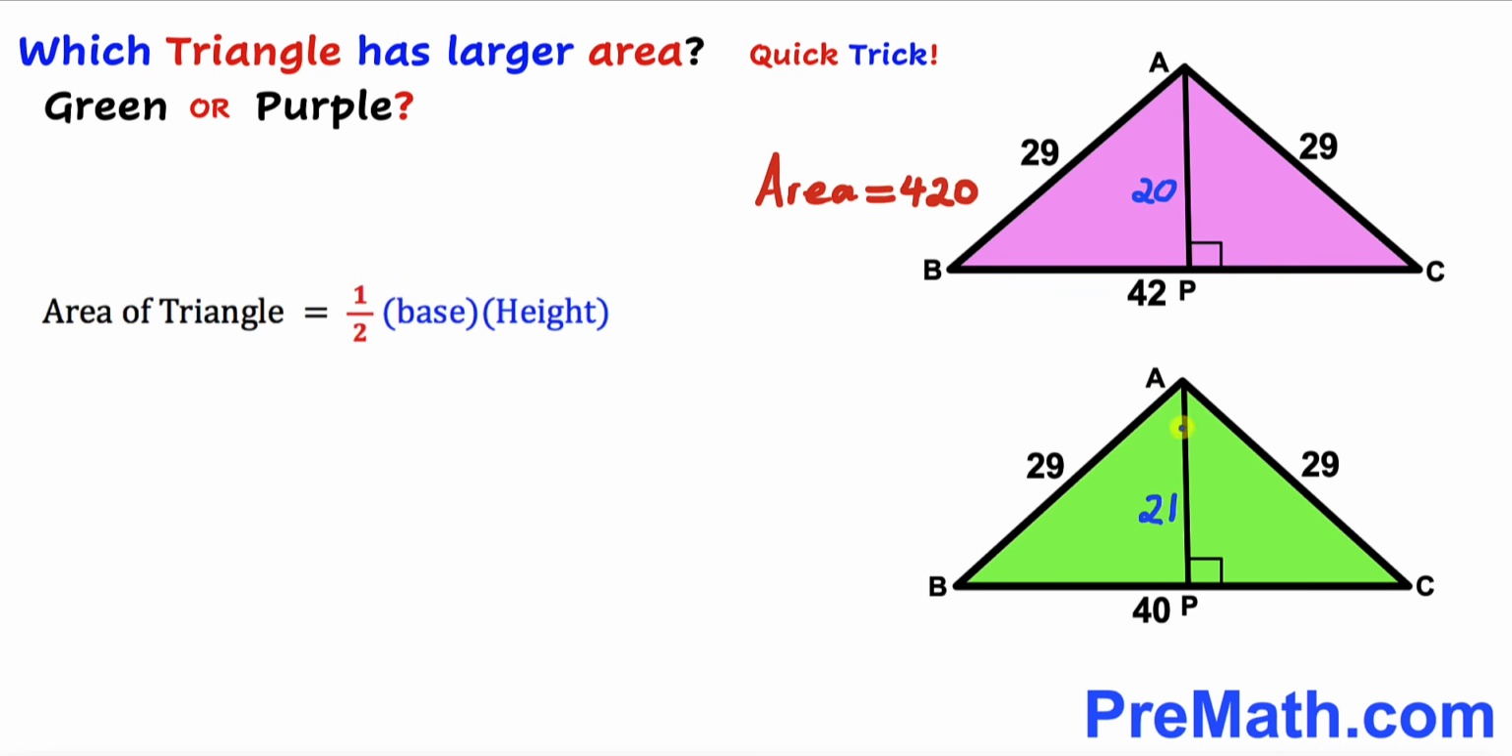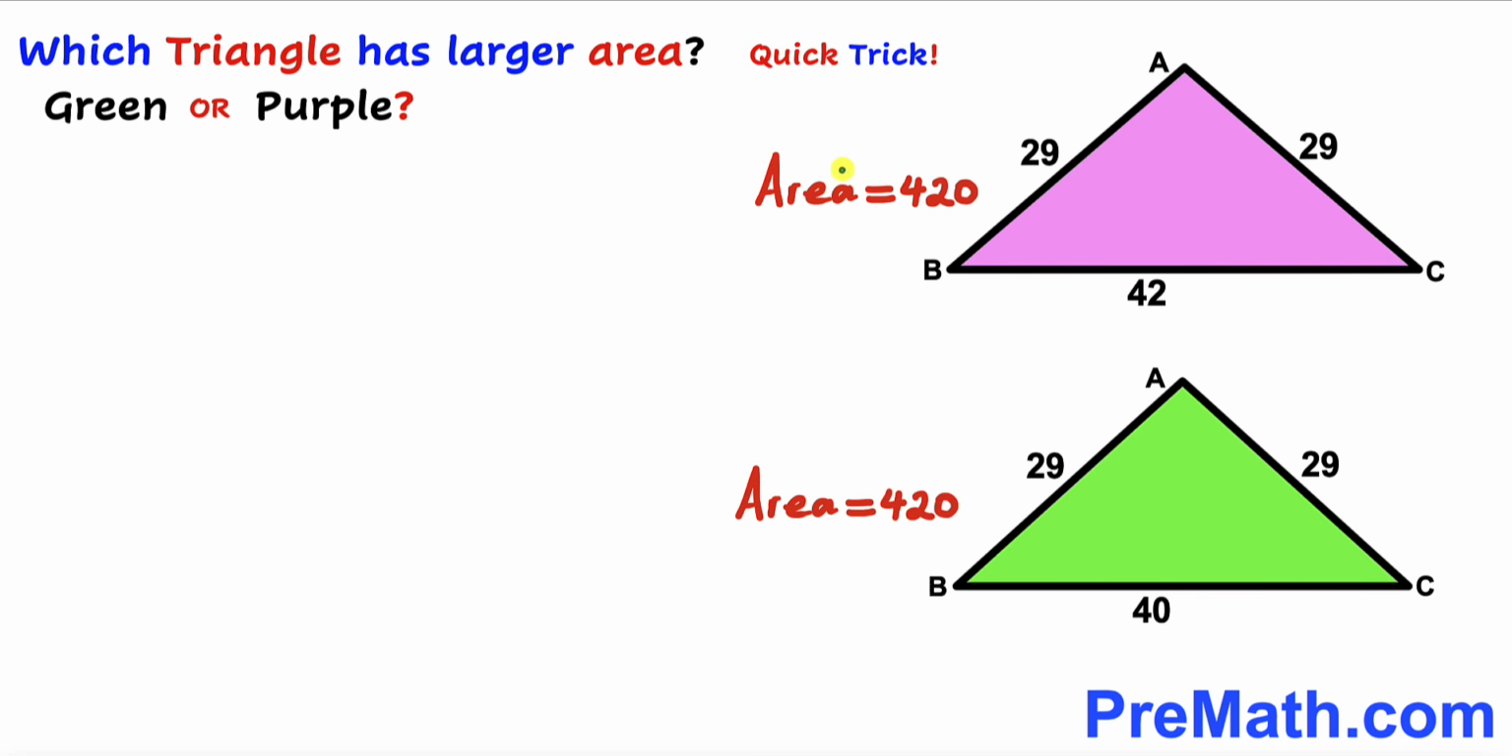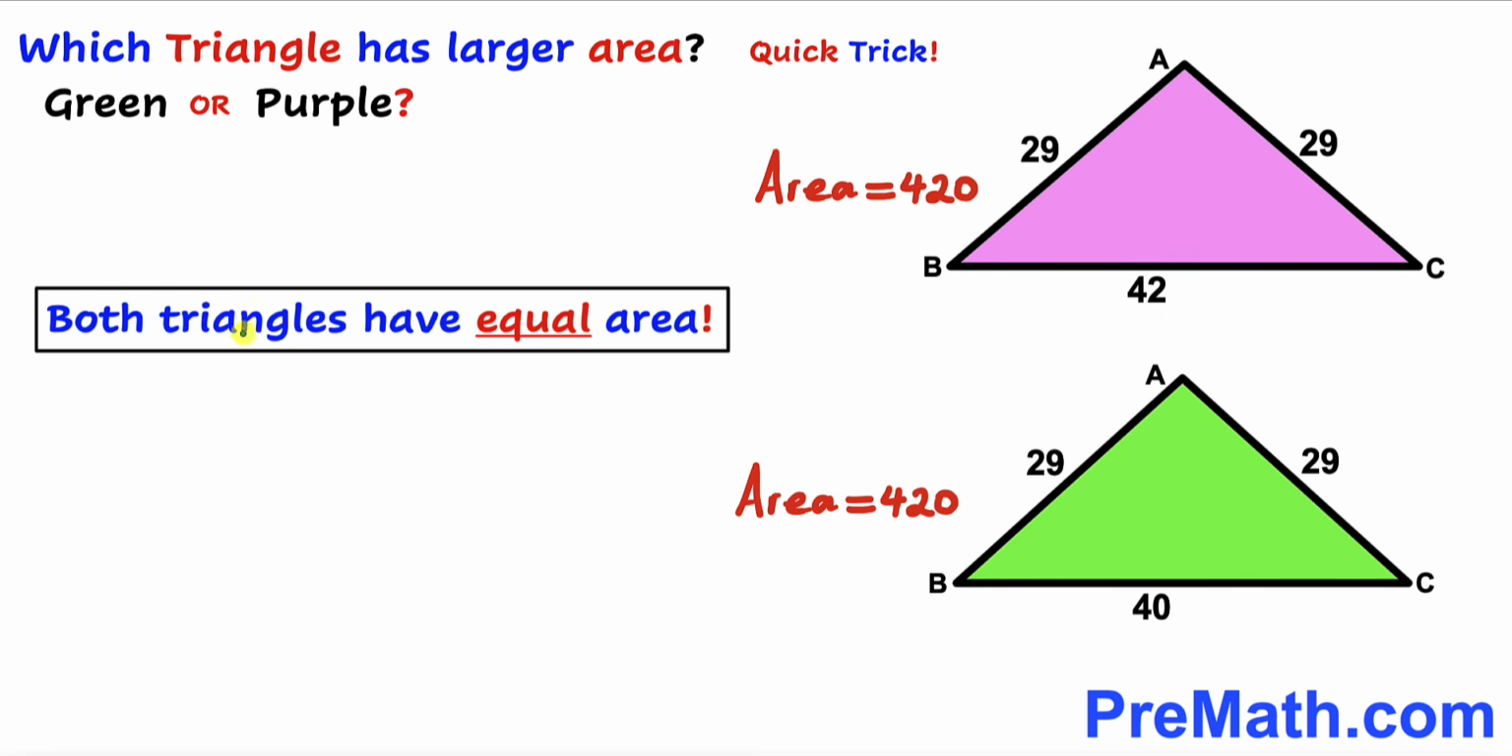Now we are going to calculate the area of this green shaded triangle as well. The base is 40 and the height is 21. So the area of this triangle is going to be a half times our base 40 times our height 21. And if we simplify, the area turns out to be 420. So we can see the area of both of these triangles turns out to be equal to 420 each. So both of these triangles have equal area.